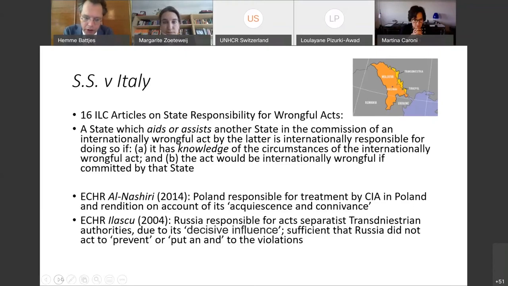And this provision says that a state that aids or assists another state in the commission of an internationally wrongful act by the latter state, by Libya in this case, is internationally responsible for doing so if two conditions are met. First, it has knowledge of the circumstances of the internationally wrongful act, and second, the act would be internationally wrongful if it were committed by that state, so by Italy.